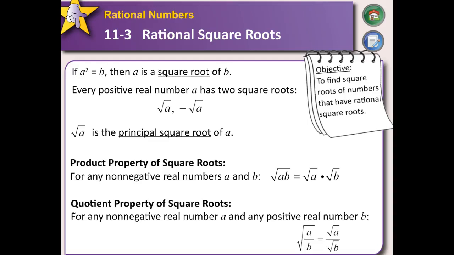All right, class. Today we're looking at section 11.3, and the idea here is we're learning how to take care of rational square roots. Now, a rational square root is this idea. It says if a squared equals b, then a is a square root of b.